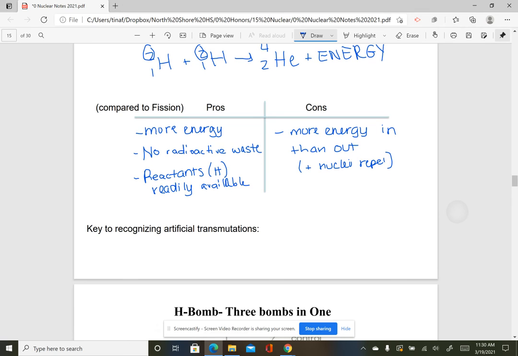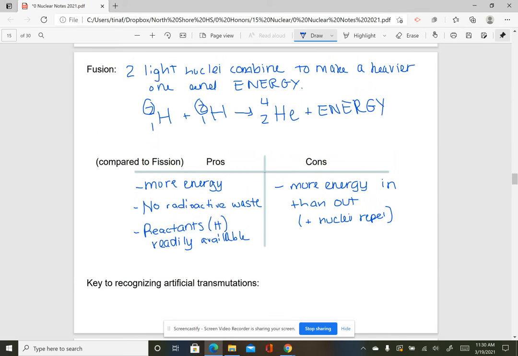Key to recognizing artificial transmutations: fusion is another artificial transmutation, just like fission. And look, we have two reactants. Anytime you see two things on the left side of that arrow, you know that it's something that had to be forced. It didn't happen automatically.